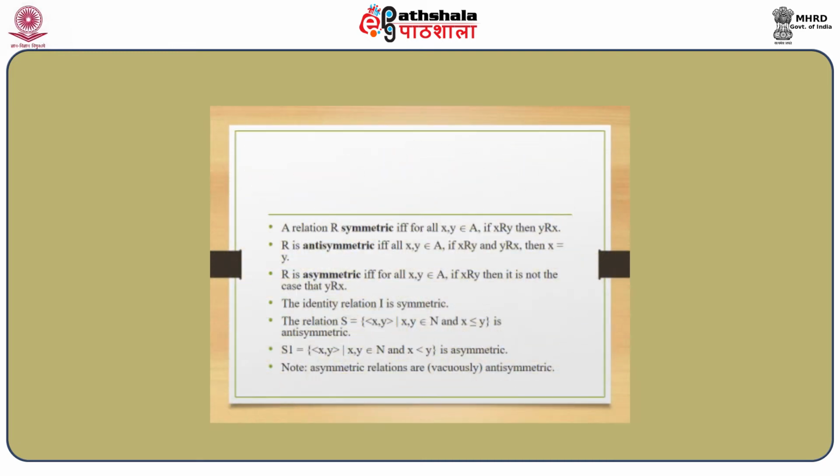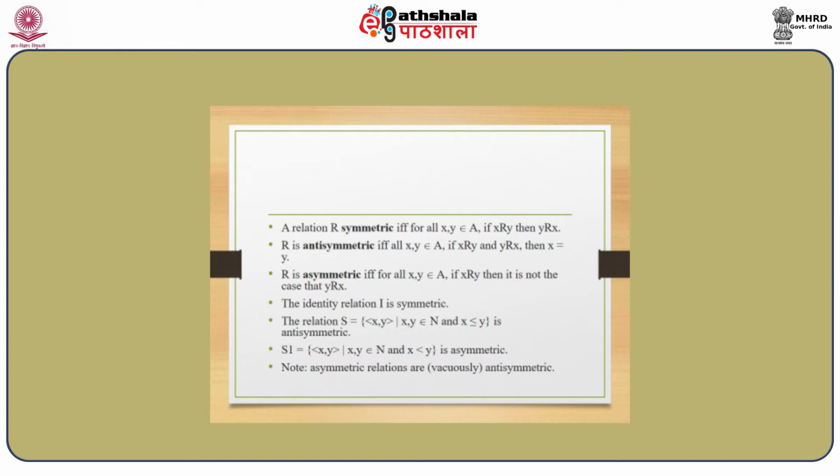A relation R is said to be symmetric if and only if for all x, y in uppercase A, if x R y, then y R x. R is antisymmetric if and only if for all x, y in A, if x R y and y R x, then x equals y. R is asymmetric if and only if for all x, y in A, if x R y, then it is not true that y R x.